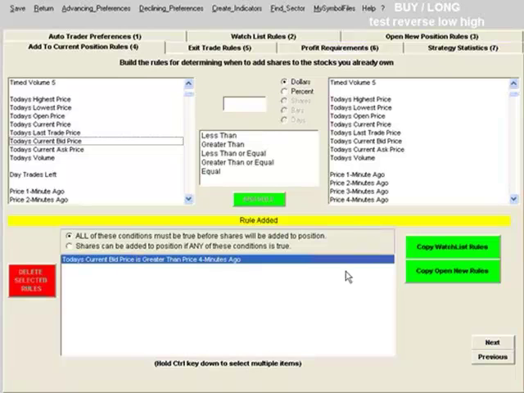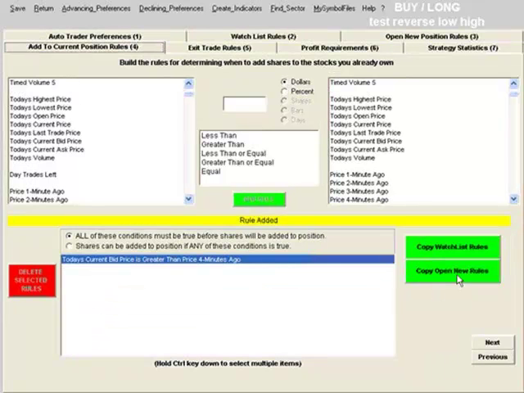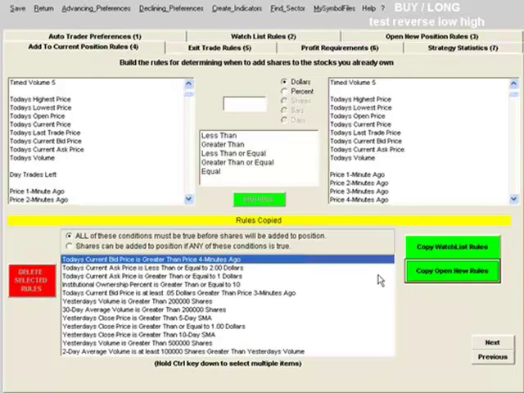You can also, similar to tab 3, copy the open new rules. Basically this says copy the rules that I had established on tab 3 for opening a new position. Let's copy them automatically to tab 4 for adding to positions. So now all of these conditions must be true before a stock that you own will be added to, before additional shares are purchased.